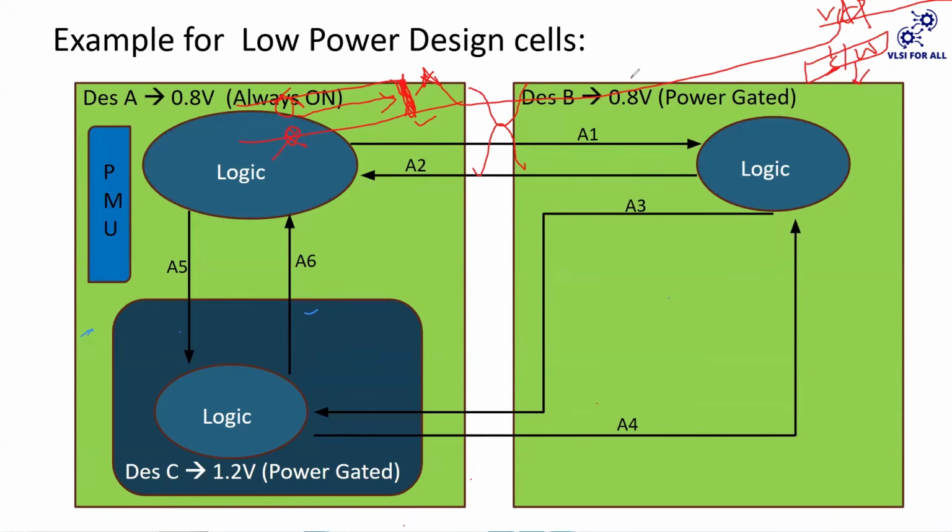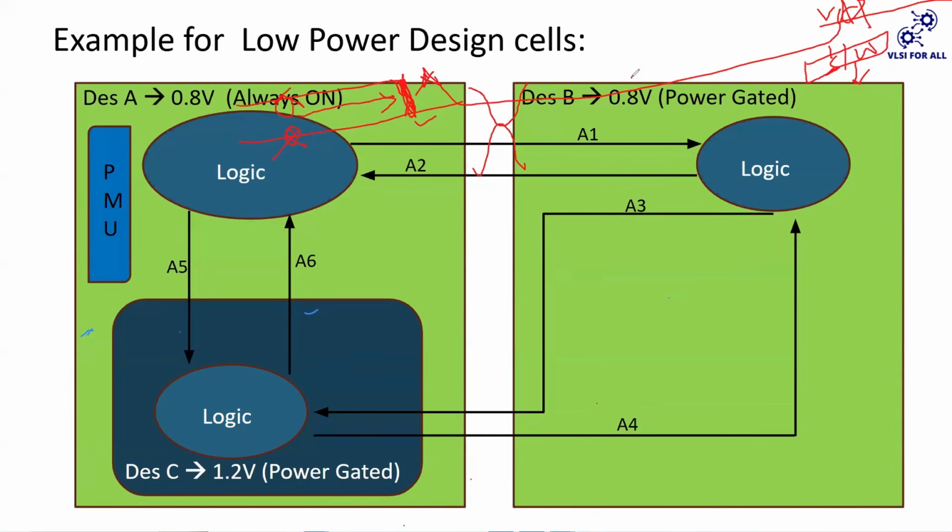Okay. Now instead of A3, A4, let me come to A5, A6. Let's go. A5. Guys, nothing, isolation is not required. Level shifter is required. Yes, because your voltage difference is there, right? Correct. Because the logic which is sitting in design A is operating on which voltage? 0.8, correct?